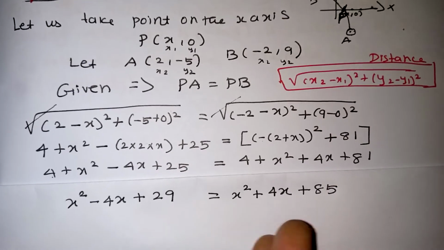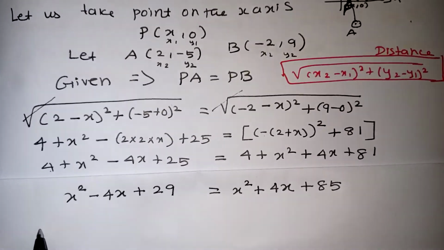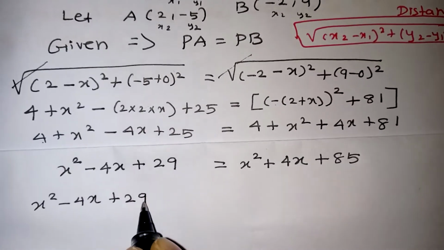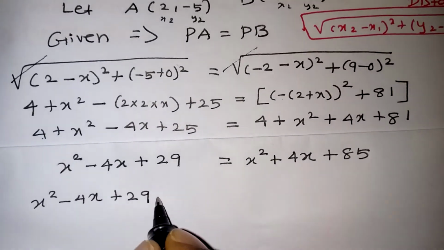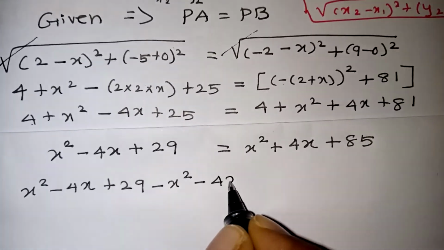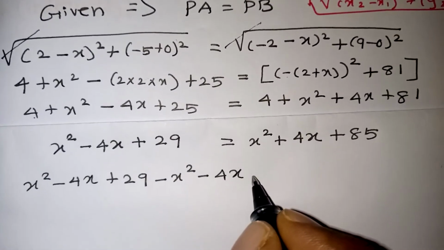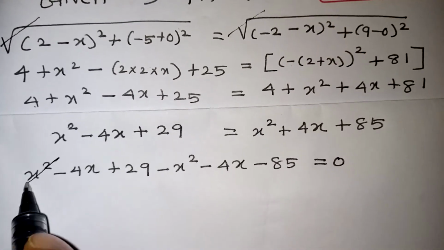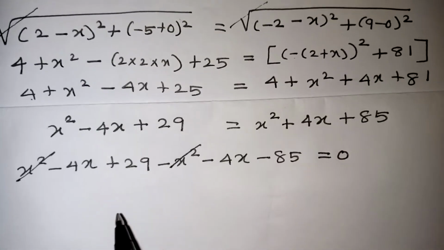Now we need to bring all the terms to the same side, so this side will bring. This side actually we have x squared minus 4x plus 29. So this plus x squared, when I bring it to that side, minus x squared. Plus 4x, when I bring it to this side, minus 4x. Plus 85, if you bring it to that side, minus 85, which is equal to 0. Now plus x squared and minus x squared will get cancelled.